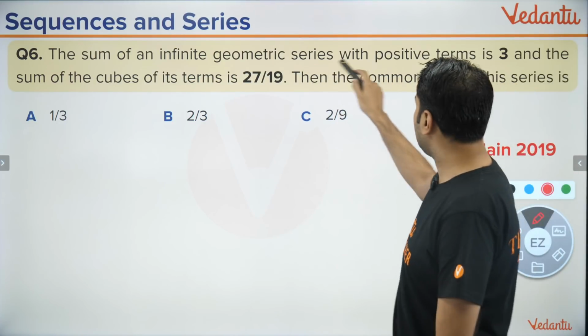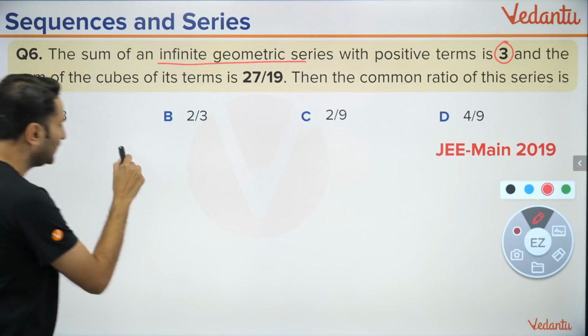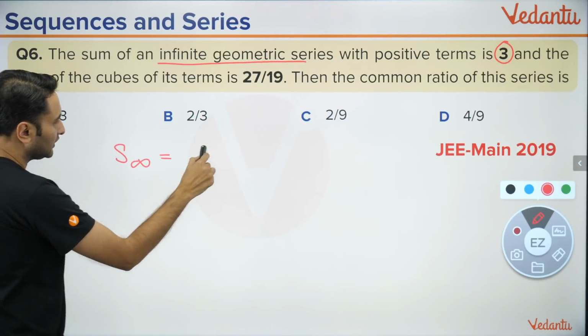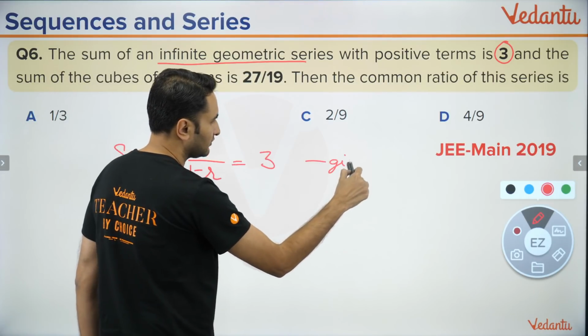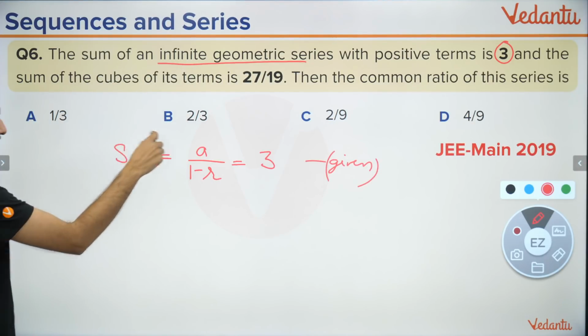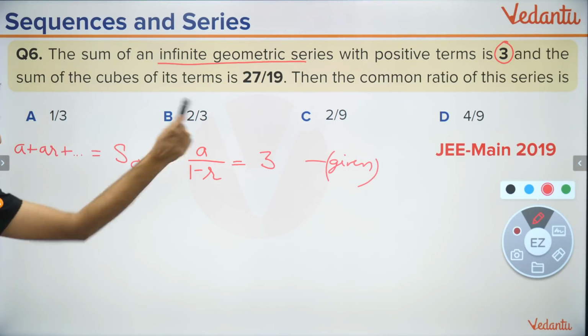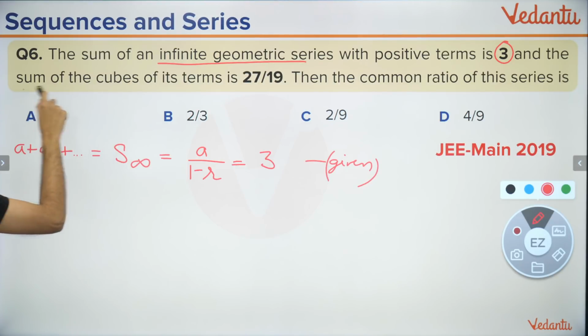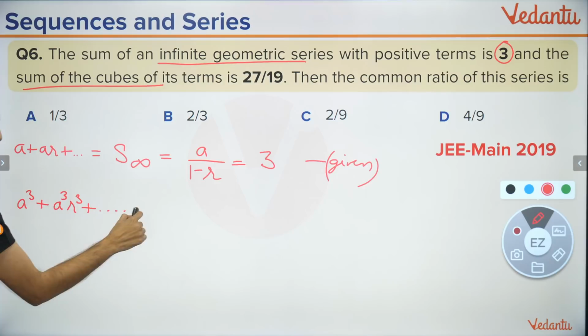Sum of an infinite GP series with positive terms is 3. Sum of the infinite GP is 3. Meaning S infinity, A upon 1 minus R, is 3. Given. Very good. Now, sum of the cubes. What was here? This was basically A plus AR plus and so on. This is this. Then sum of the cubes, meaning A cube plus A cube R cube till infinity.